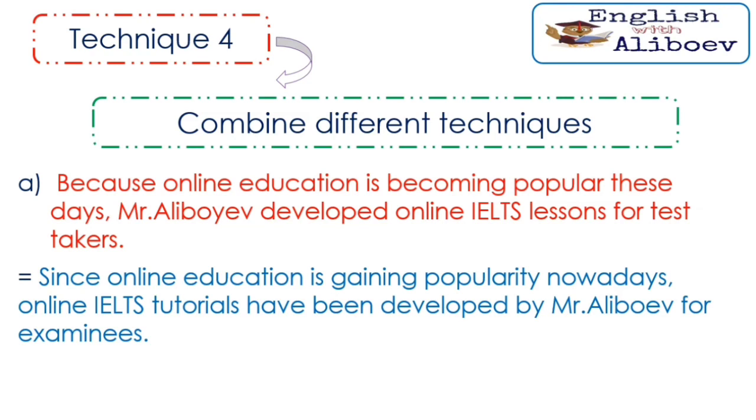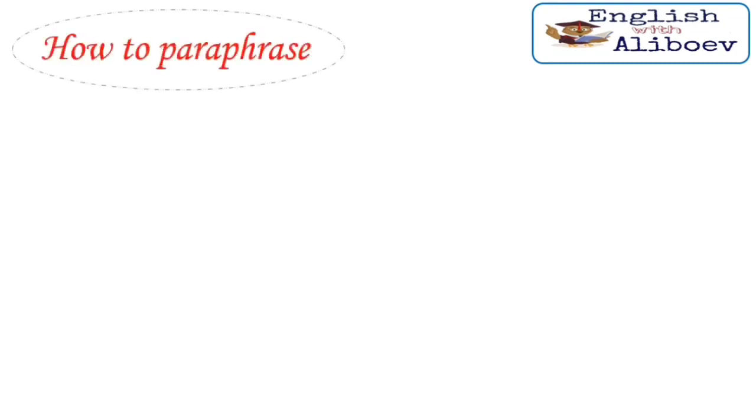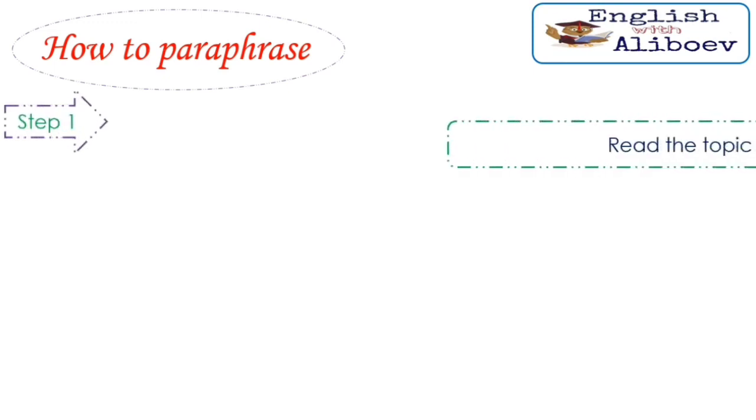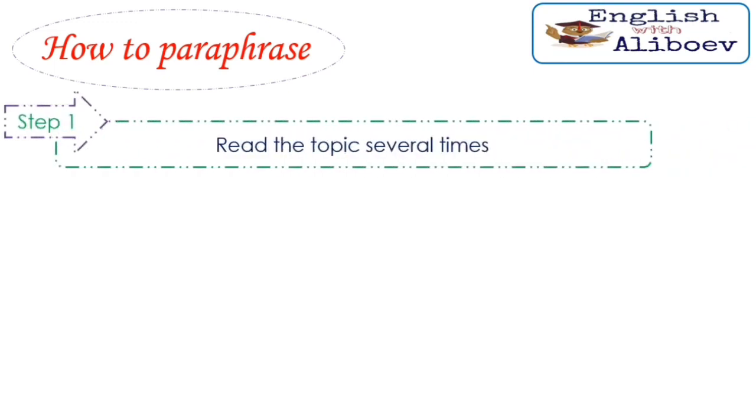Hop, and now it's time to find out what kind of steps should be taken to paraphrase a sentence or a topic. Endi paraphrase qilish uchun nimalarga e'tibor berishimiz kerak? Step 1. Birinchi navbatda biz nima qilishimiz kerak? Read the topic several times. Read the topic or a sentence several times over and over again until you grasp the magnitude of it. Ya'ni mohiyatini tushungunizcha qayta-qayta o'qing. Hop, step number 2.